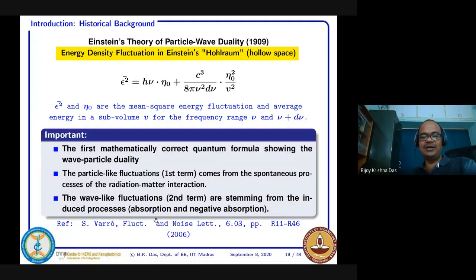At that time he talked about absorption and negative absorption; the concept and terminology of gain he had not used. Instead, he considered absorption and its opposite, negative absorption, in his paper. So there are two processes. The wave-like fluctuations contribute to stimulated emission, stimulated transition, and the particle-like fluctuations, which is the quantum nature inherently built in here, contribute to the spontaneous process.